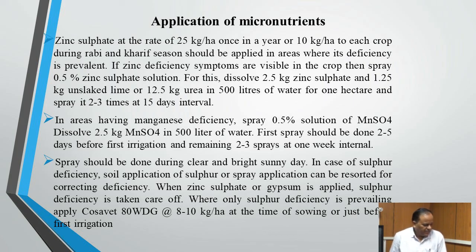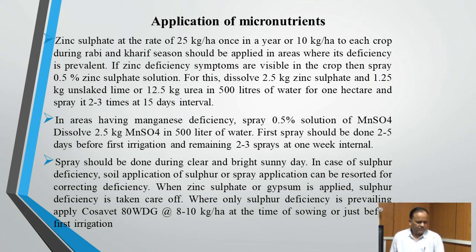And if there is any deficiency of manganese, particularly manganese deficiency has been found in some parts of Punjab, Haryana and Western UP, in that case spray 0.5% solution of manganese sulfate, dissolving 2.5 kg manganese sulfate in 500 liters of water. First spray should be done 2 to 5 days before irrigation, and the remaining 2 to 3 sprays at 1 week interval. And spray should be done during a clear and bright sunny day.